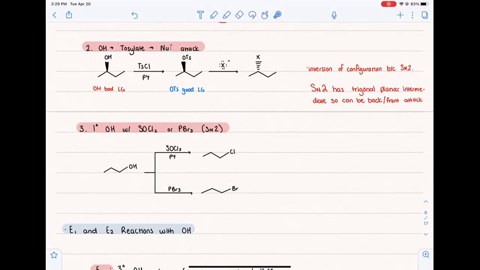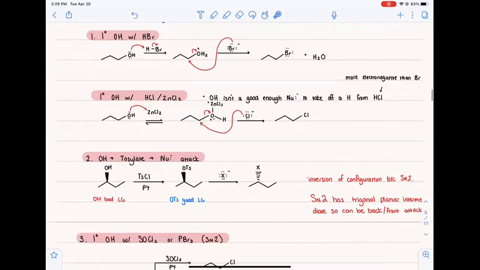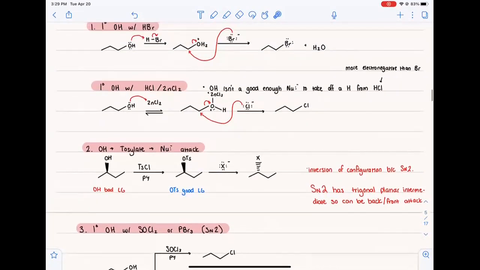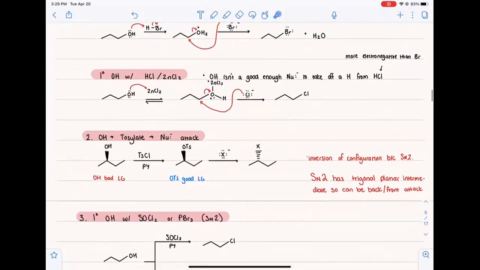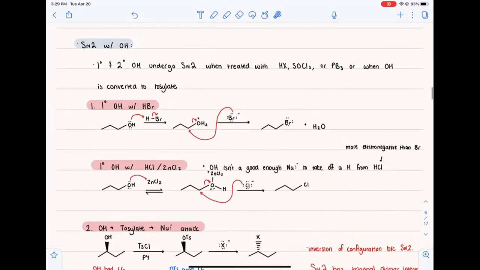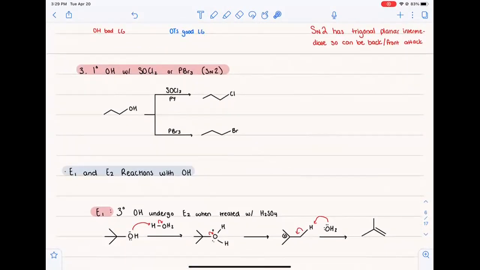Is that not what I literally just drew over there? Why did I draw this twice? Is there something else I wanted to say? I don't think there's anything else I wanted to say. I just wanted to draw it because it was pretty.